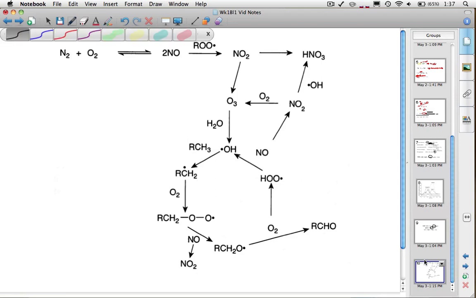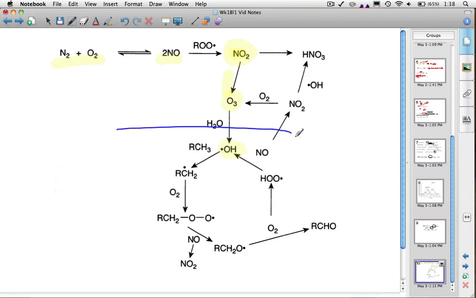This is a complicated graph or cycle, but it also puts it all together. N2 and O2 are the starting things just found in our air, 78% and 21%. They react at high temperatures to make NO, and this, through one of the three mechanisms, will make NO2. Here they're just showing the one where it reacts with peroxyl, but it could also react with any of the other things that I mentioned. It could react with ozone, or less likely, it could react with oxygen in that termolecular step. So we create NO2. The NO2 then forms ozone. The ozone breaks down because of UV light to form hydroxyl, and you can almost think of this as a separate little cycle down here.